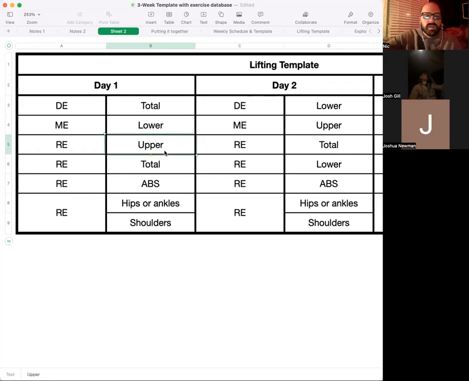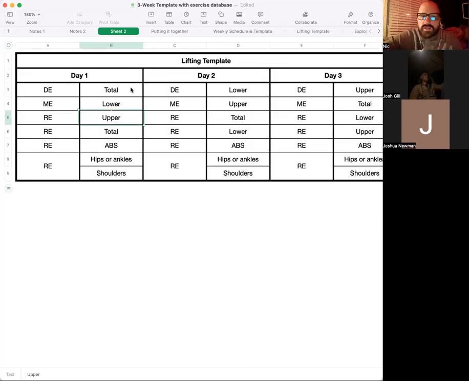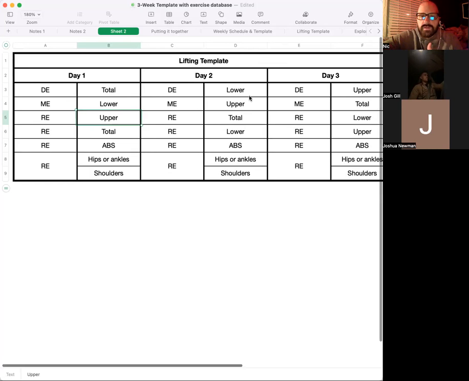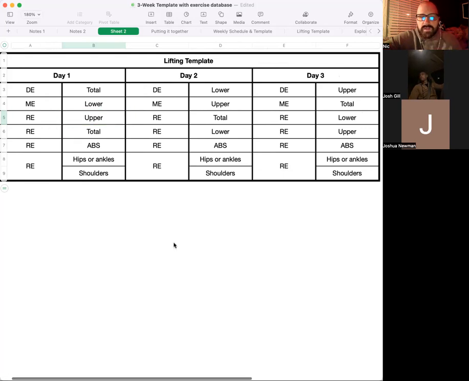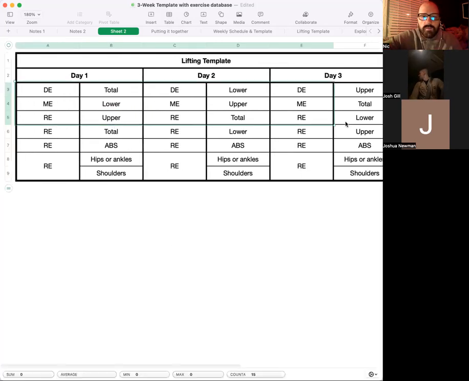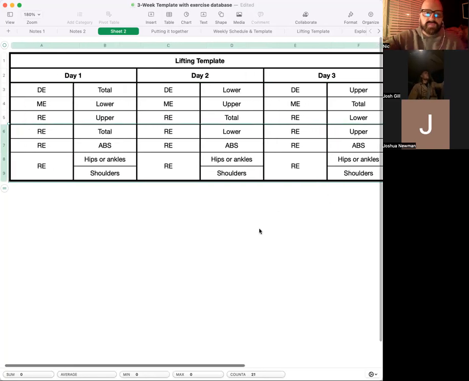And then the third movement is upper, and these just rotate each day. Day 1 is total, lower, upper. Day 2 is lower, upper, total. Day 3 is upper, total, lower, following that dynamic effort, max effort, repetition effort rotation. Then I just add in repetition effort, like any hypertrophy work. The last 2 things are my weaknesses for that phase.